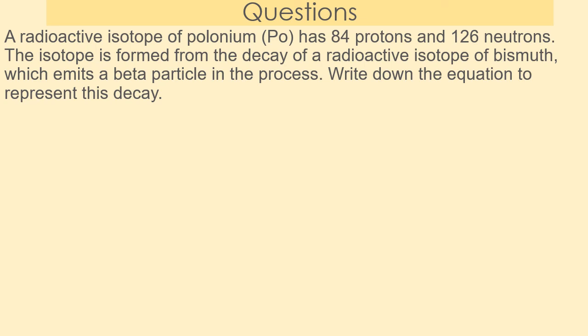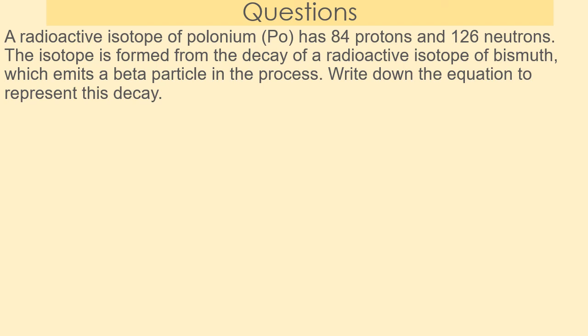So finally, we've got a radioactive isotope of polonium, which has 84 protons and 126 neutrons. The isotope is formed from the decay of a radioactive isotope of bismuth, which emits a beta particle in the process. Write down the equation to represent this decay.